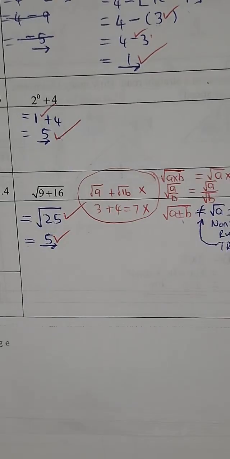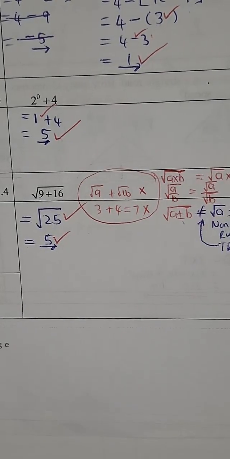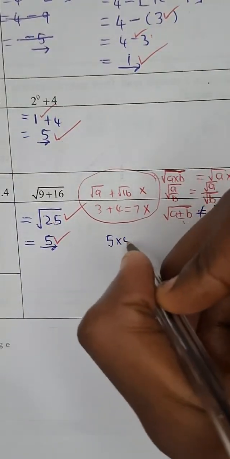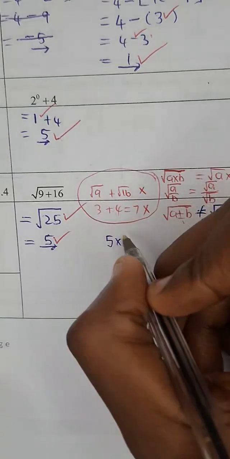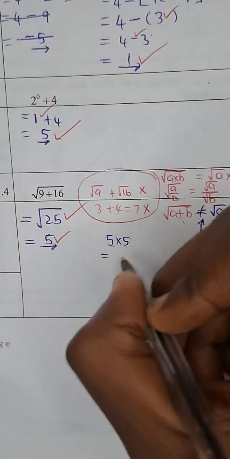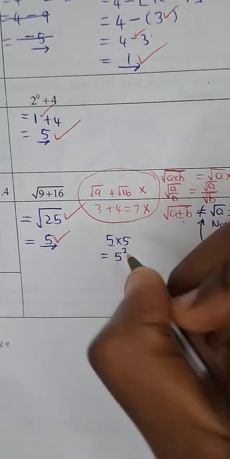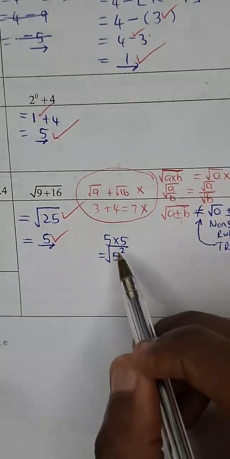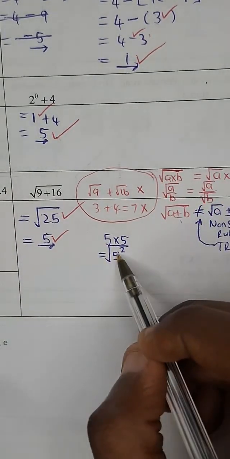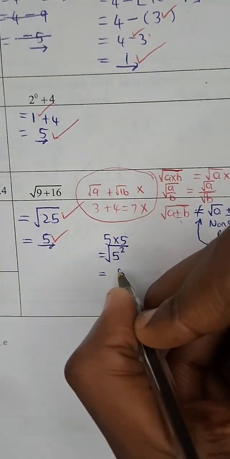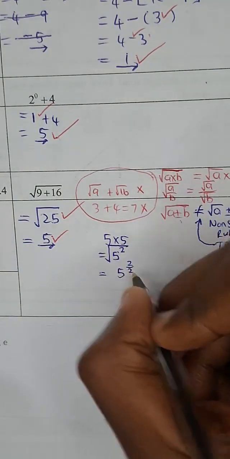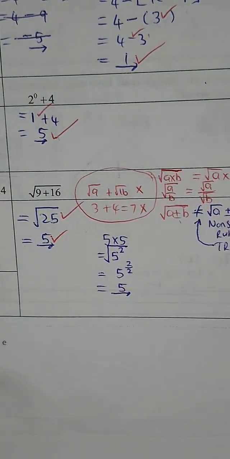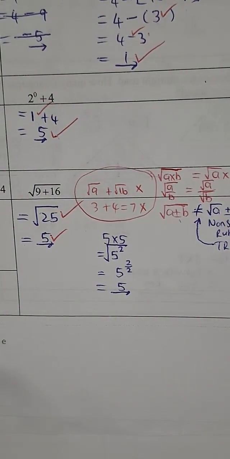9 plus 16 is 25, right? Some of you are asking yourselves, how? 5 times 5 is 25, right? If you write 5 times 5 as 5 squared, remember, if 5 squared is under the square root, what is the square root of 5 squared? You can actually rewrite this as 5 to the power 2 divided by 2, which is 5. Just something to think about.